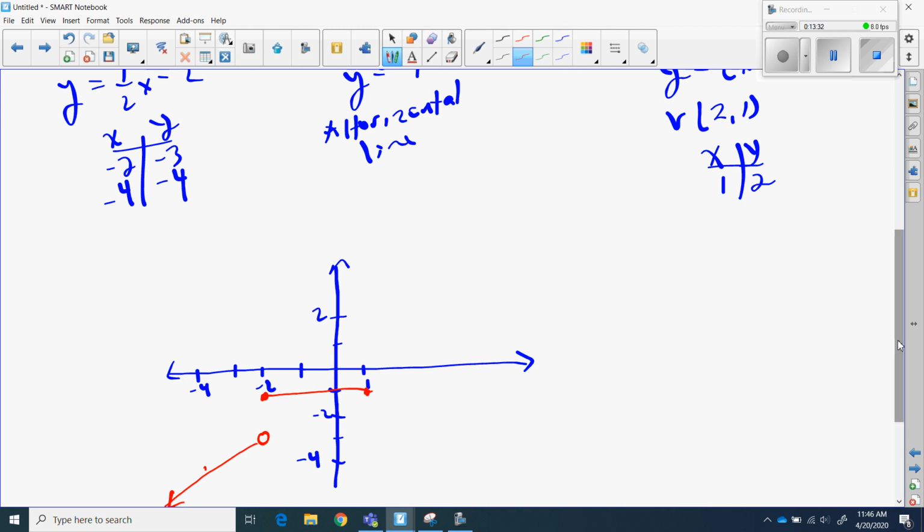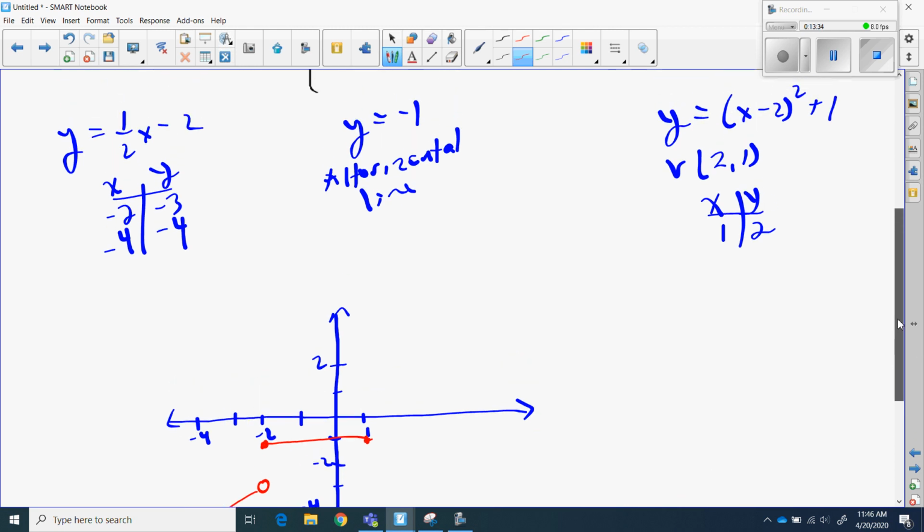Last piece of the graph. We had our boundary at 1, 2. There was no equal sign, so that's going to have an open circle there. We had our vertex at 2, 1.